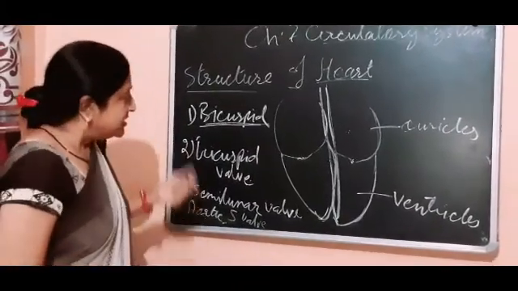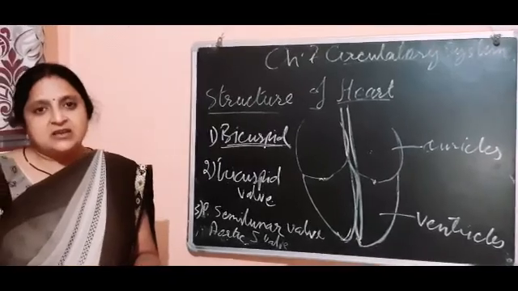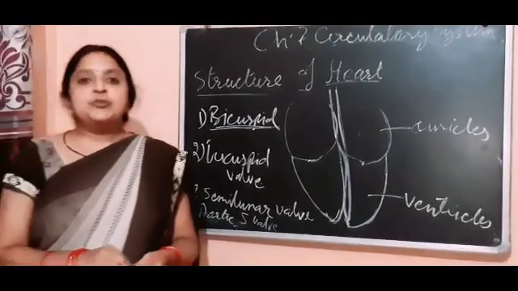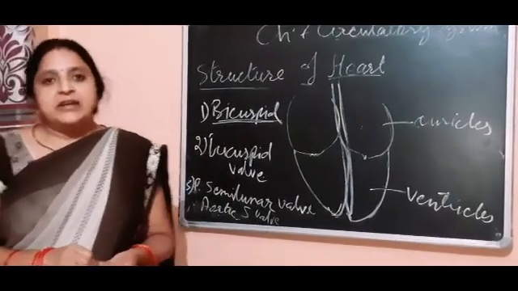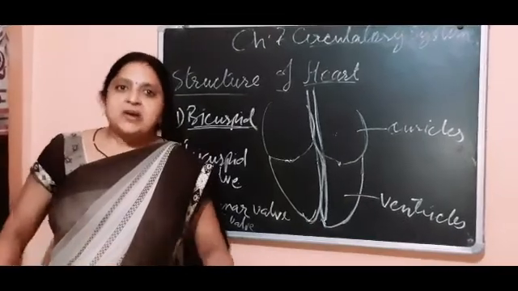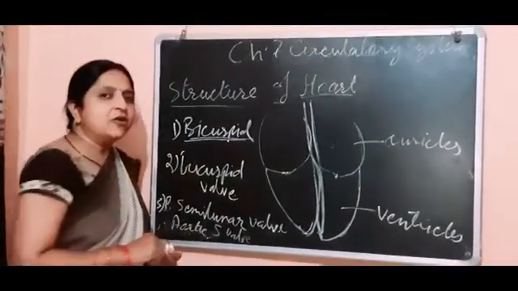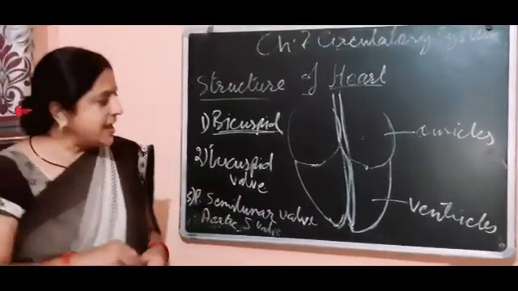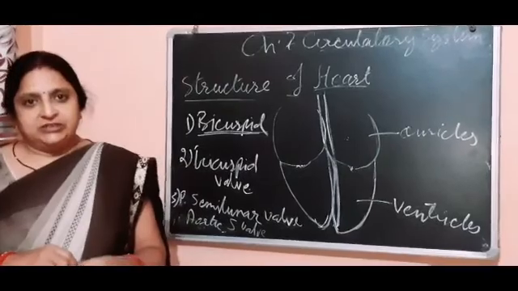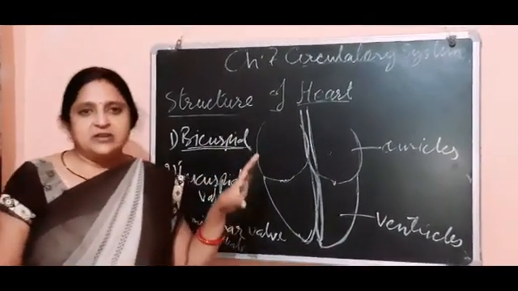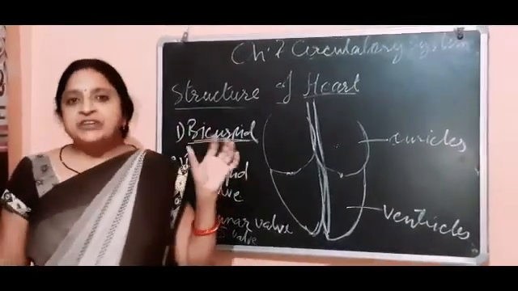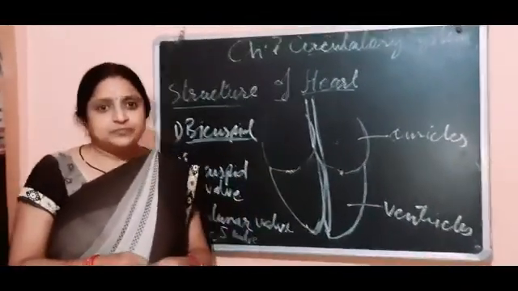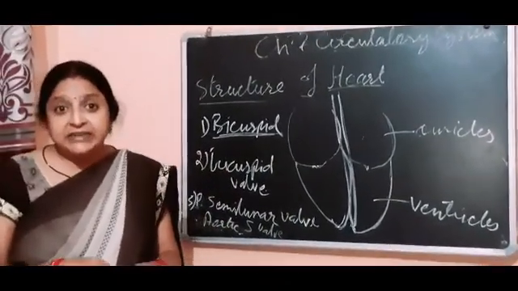First, the vessels which are entering the heart. There are two vessels entering the heart: the inferior vena cava and the superior vena cava. The inferior vena cava takes the blood from the lower parts of our body and pours it into the right auricle, whereas the superior vena cava collects the blood from the upper part of our body and pours it into the right auricle. In this way, blood from all parts of the body is collected by the inferior and superior vena cava and poured into the right auricle. These are the two vessels which are entering the heart.